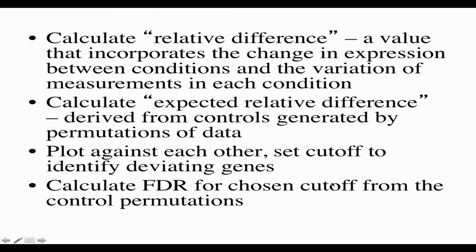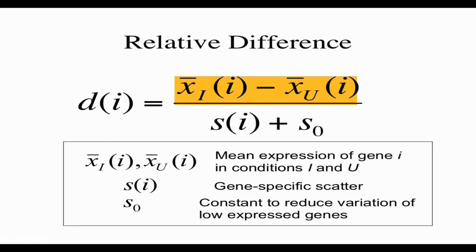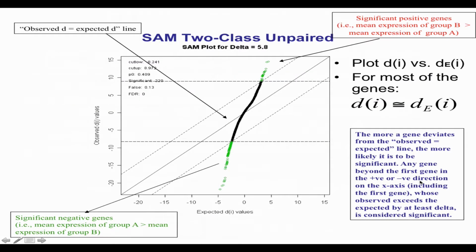There's a delta. This is what I just said. You're going to plot the observed differences versus the expected differences for every gene. Again, the assumption is that most genes are not differentially expressed. So the bulk of the plot should be fairly close to the diagonal. In other words, the observed difference should be pretty close to the average of the permuted differences, or the observed D statistic should be pretty close to the average of the permuted D statistics.